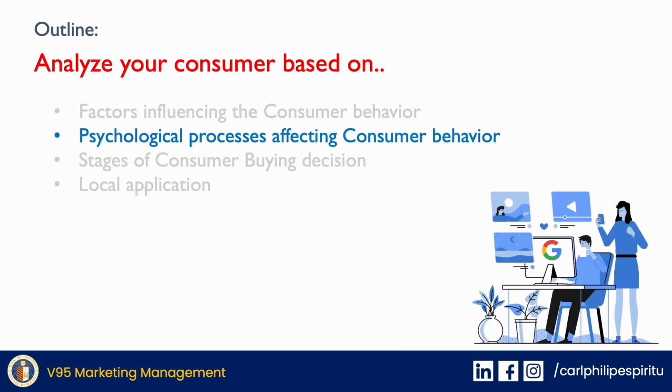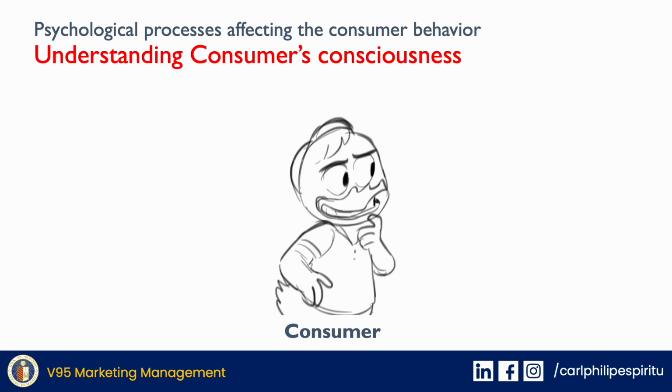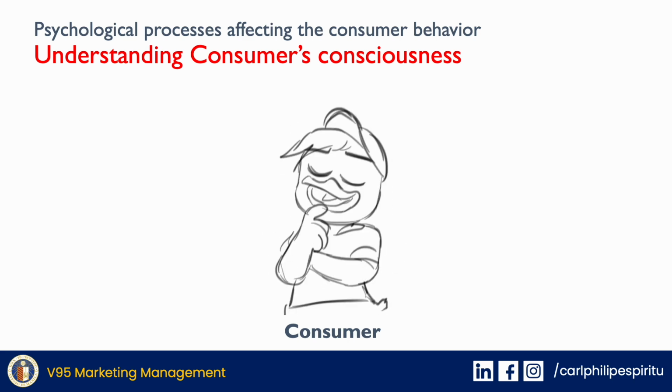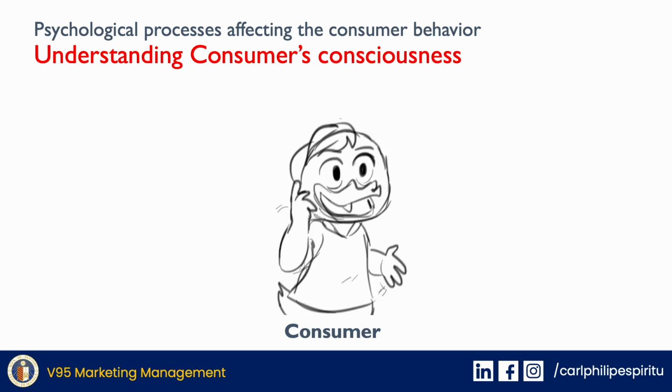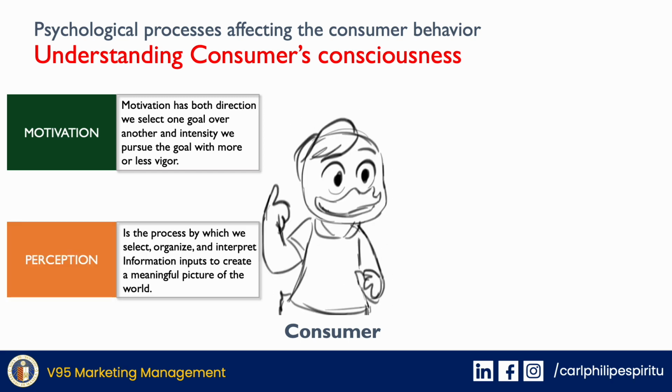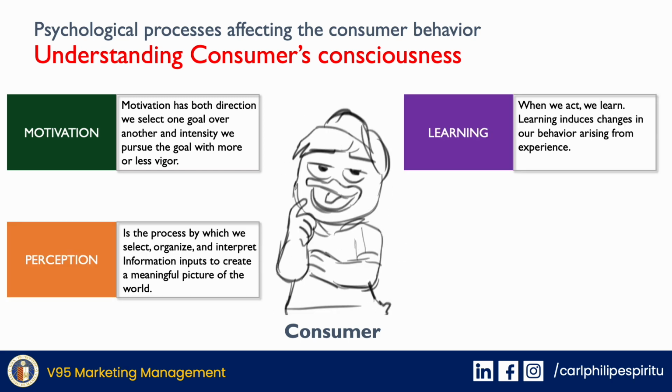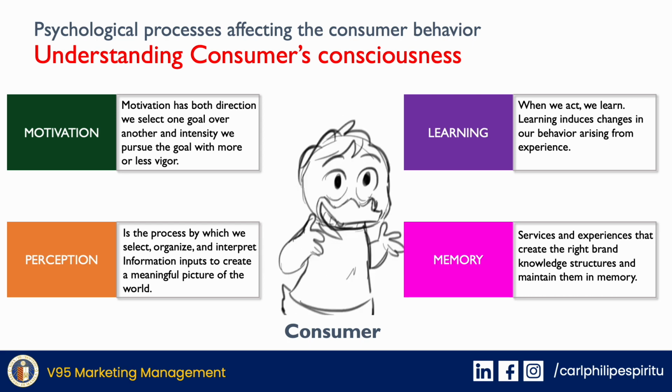The next one is the psychological process affecting consumer behavior. A marketer should understand that there are psychological processes affecting consumer behavior. They are motivation, perception, learning, and memory.